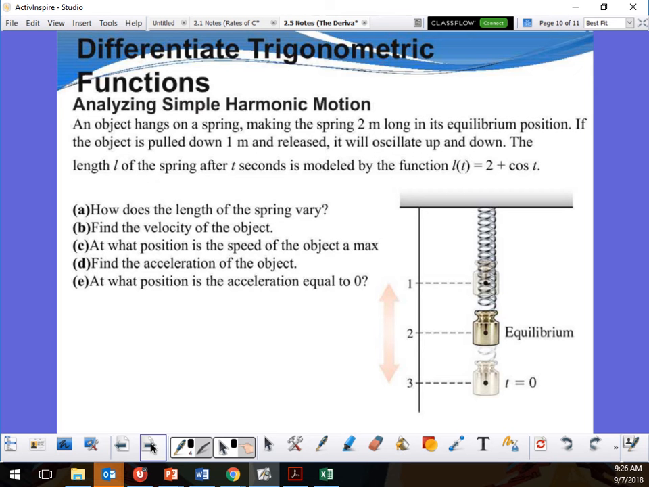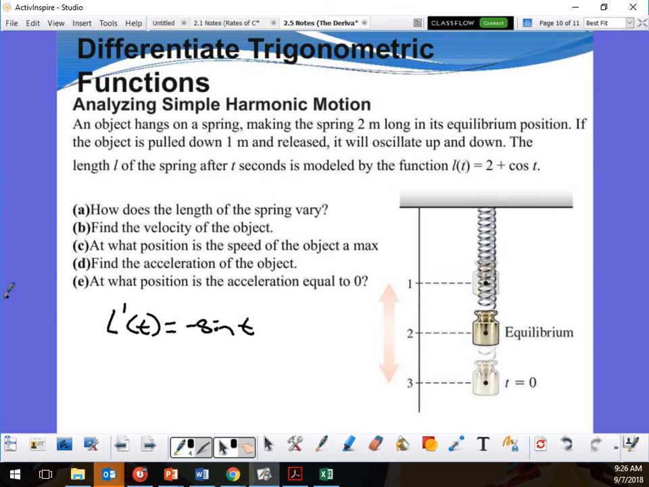Find the velocity of the object. So we have an equation right here, right? So velocity is always the what? Change in position over time. So the length of the spring for this one is going to be the length, so it should be the derivative of that. So it's going to be L prime of t is equal to negative sine of t.